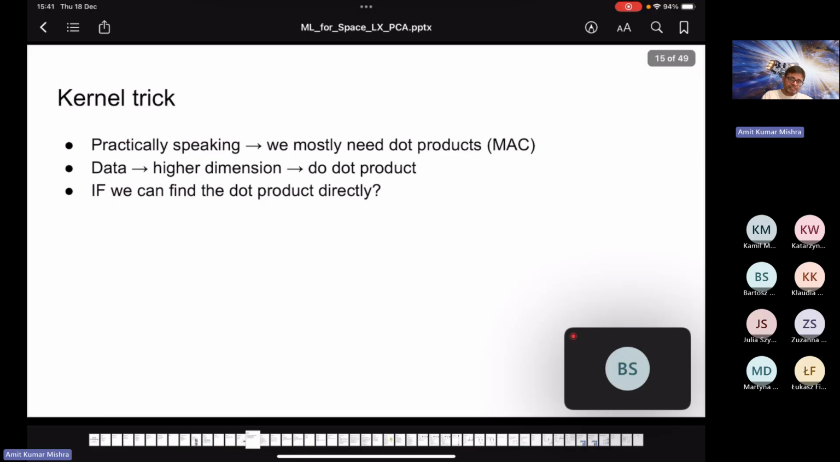Now, what kernel trick brings to the table is that it says, okay, you may go to a very high dimension, but if you can find the dot product in the high dimension by having a very simple calculation in the naive dimension, then that's fine. You are actually doing operations in a very high dimension, but the actual calculation you have to do is less, because a dot product there may be represented by a small operation in the naive dimension, and that is called kernel trick.